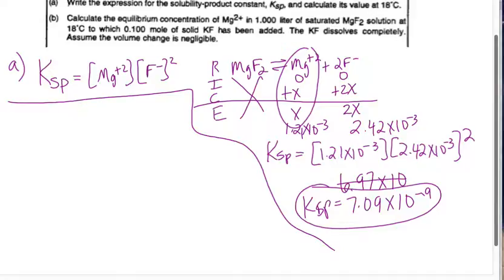Calculate the equilibrium concentration of Mg+2 in a liter to which 0.1 moles of solid KF has been added. KF dissolves completely, assume the volume change is negligible. So what they're saying is if we're putting 0.1 mole of KF in a liter and the liter's not changing volume, what's the molarity of the KF? 0.1. Okay, so they're basically giving us the molarity of KF.